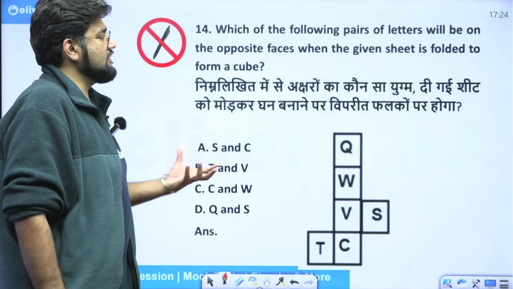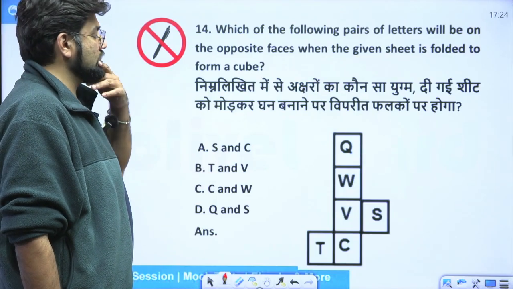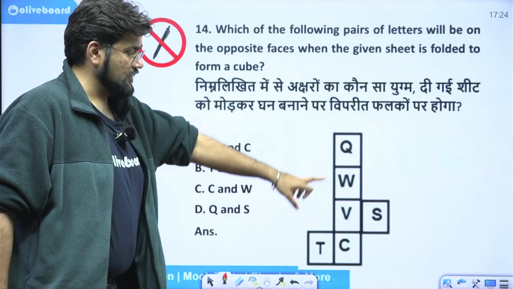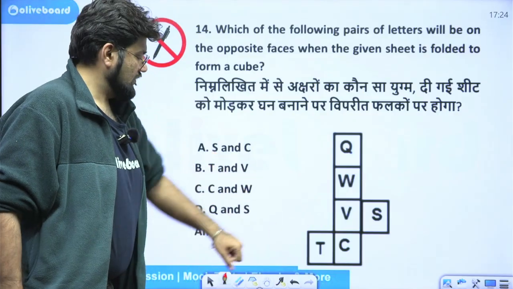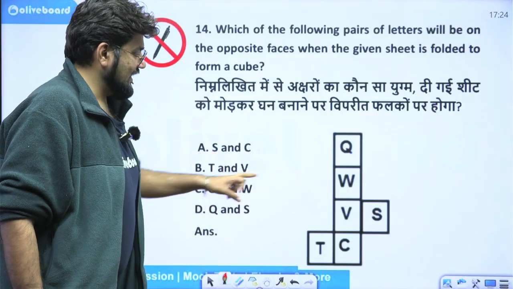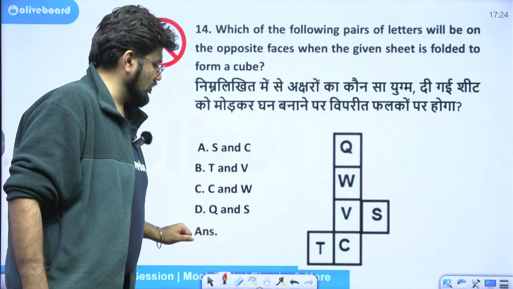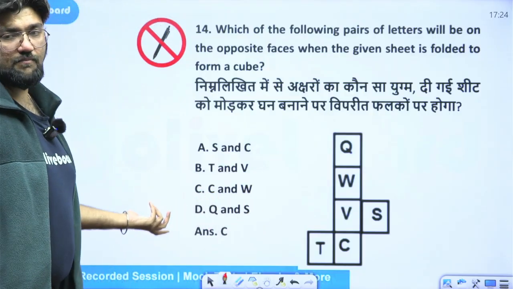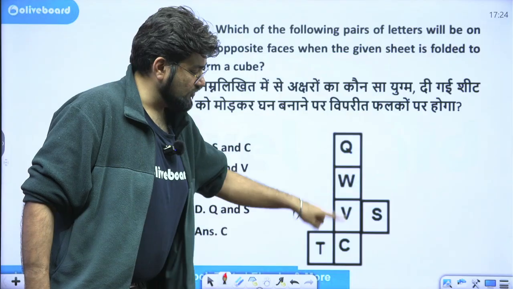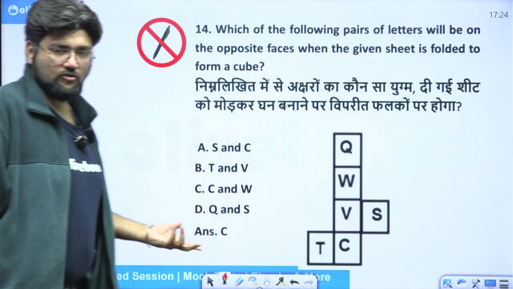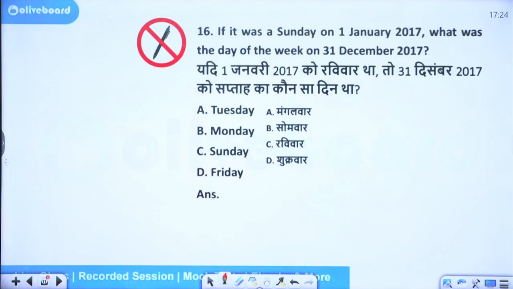If you fold this into a cube, which of the following faces will be opposite? So S and C is clearly visible. No. We already know alternate will be opposite. T and V, no. C and W, yes. C and W will be opposite. So option C is the right answer. Simple. Q and V will be opposite, W and C will be opposite, T and S will be opposite. So you'll just observe from the answer options and get your answer.